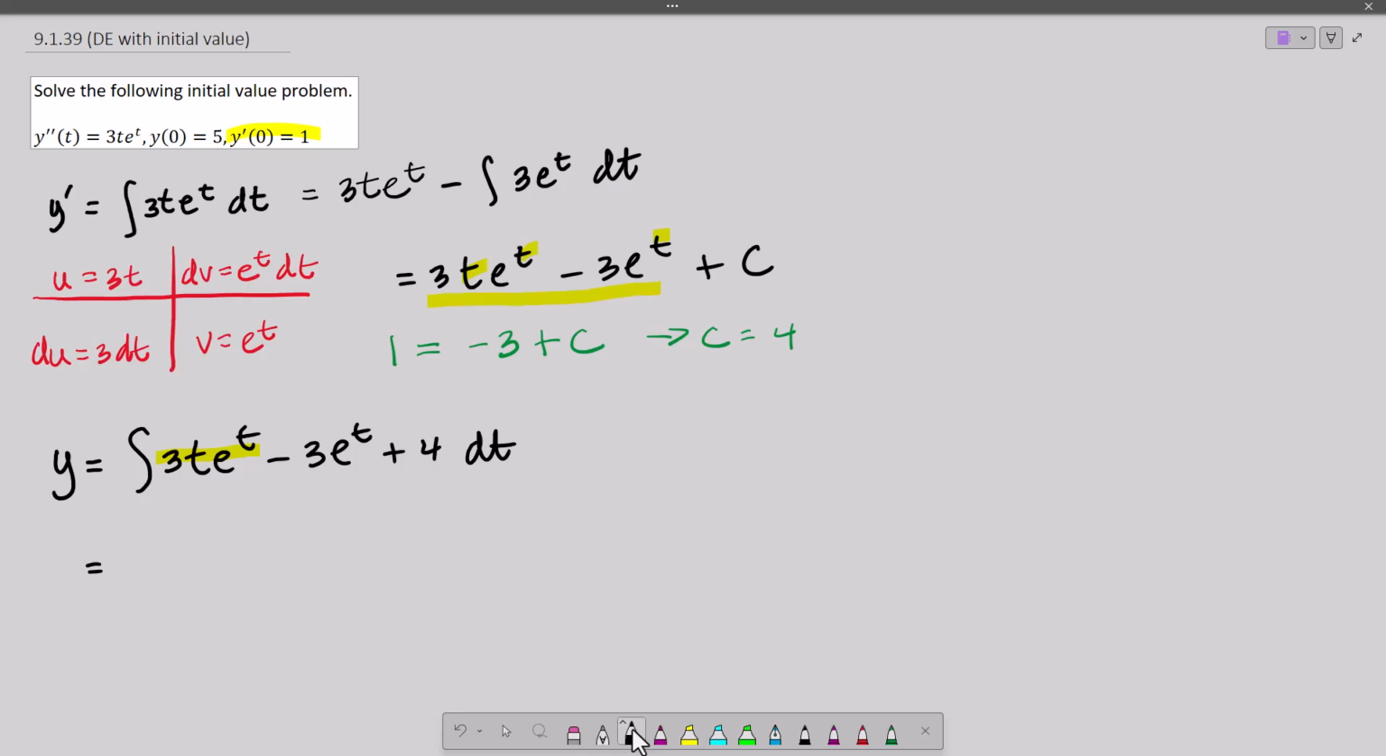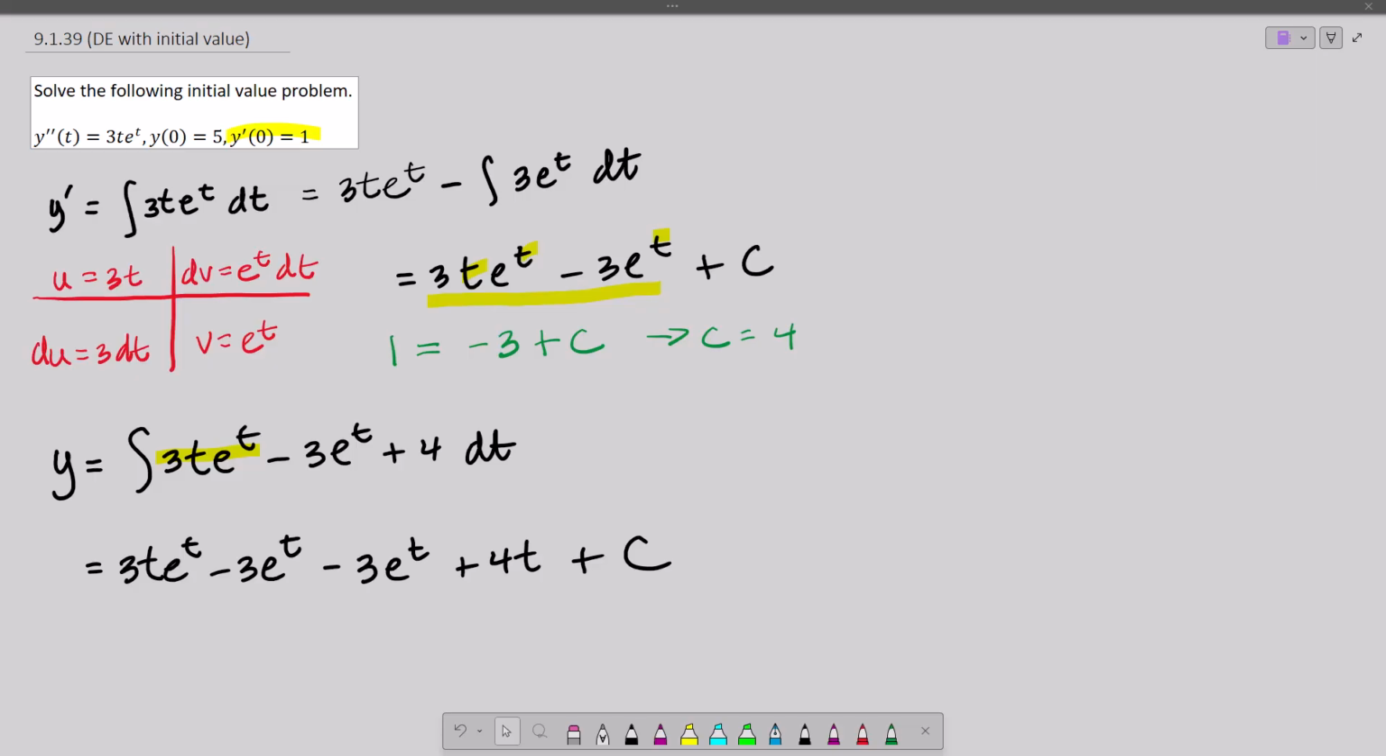So we are going to have 3t e to the t minus 3e to the t. So that's the integral of the first term. And then the integral of the next term is just itself, and then plus 4t plus an integration constant. So that's where we're at. And now we can use our initial value.